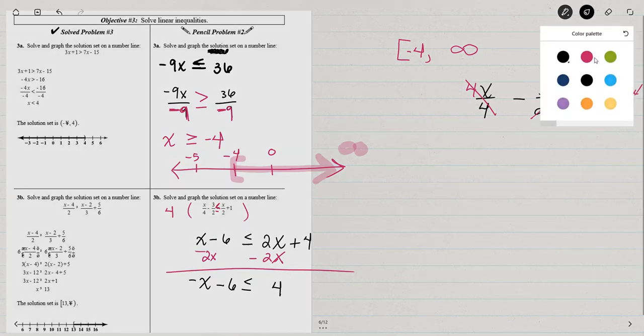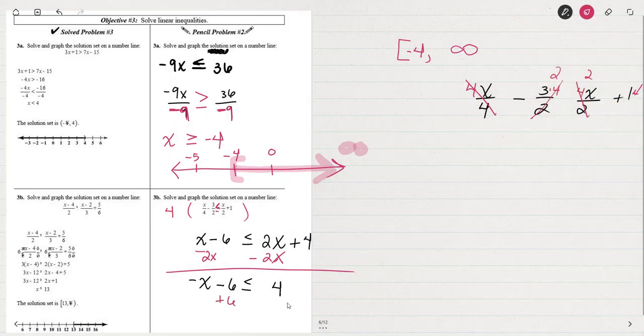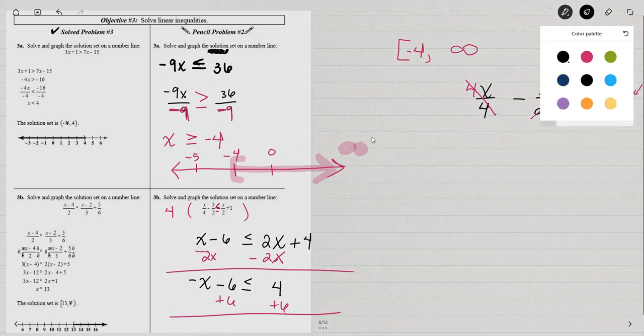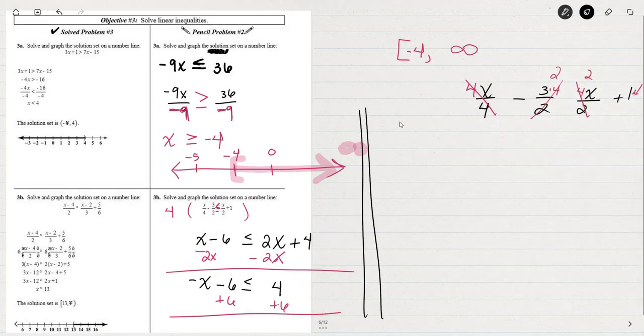And then I can add 6 to both sides. And that's going to give me -x, the opposite of x, is less than or equal to 10. So x is greater than or equal to the opposite of 10, because I'm going to multiply by a -1. When I multiply by a -1, that inequality has to switch directions.